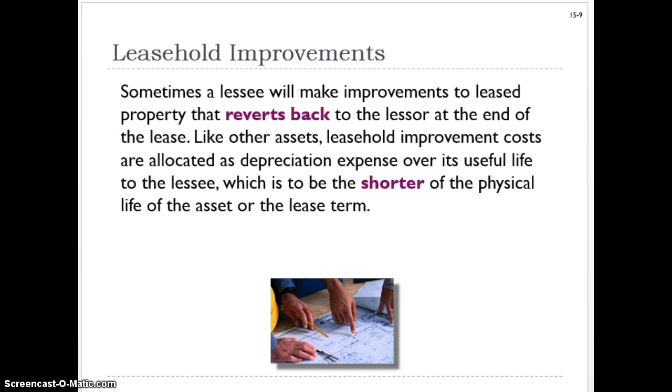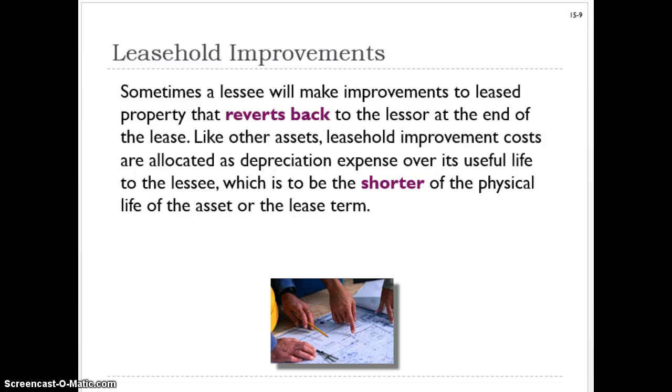All right, what happens if the lessee actually makes improvements to the leased property, but they go back to the lessor at the end of the lease? Well, leasehold improvements are allocated as depreciation expense over the useful life of the asset to the lessee, which is the shorter of the physical life of the asset or the lease term. So what that means basically is the lessee is going to capture it as a leasehold improvement. Usually that's how it's captured on their books.